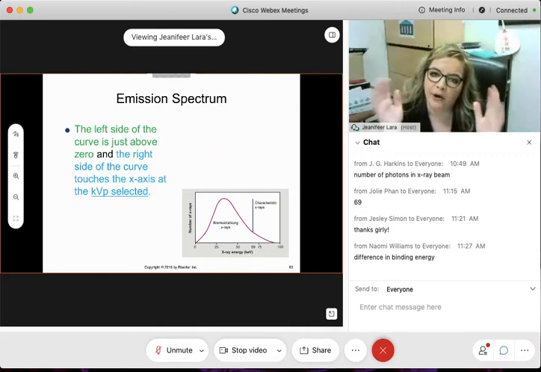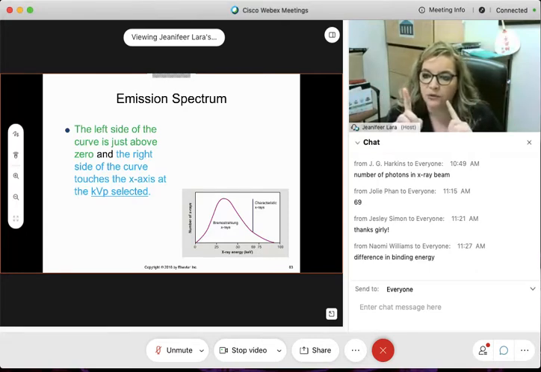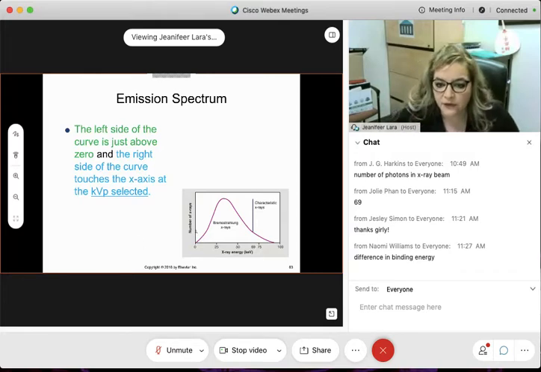So now let's talk about parts of the emission spectrum. Now, if you don't have a number at the top, this is new, so take a picture. You don't have a number, and I've rearranged it for better understanding. The left side of the curve starts at 0, and the right side of the curve touches the axis at the KVP selected. So we start off at 0 emissions, right? And then what we selected. So we know pretty much what the operator selected.